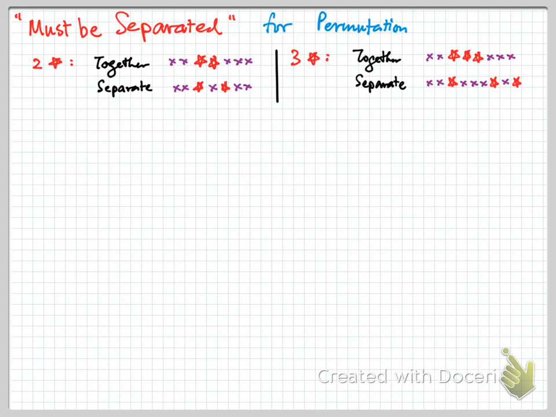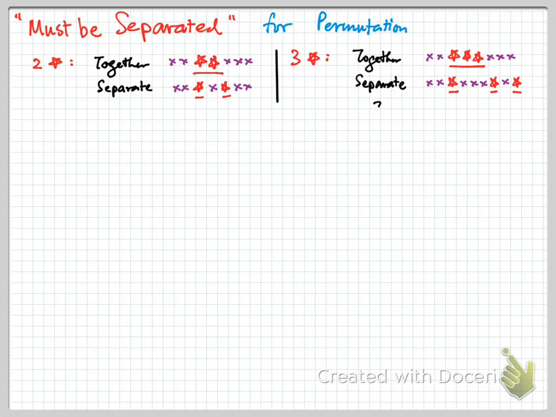So on the left-hand side here, suppose there are two red stars. It's simple. They are either together like this, or they are separated like this. Very simple. They're either together or they are separate. How about for three stars? For three stars, they can be together like this. They can be separated like this.